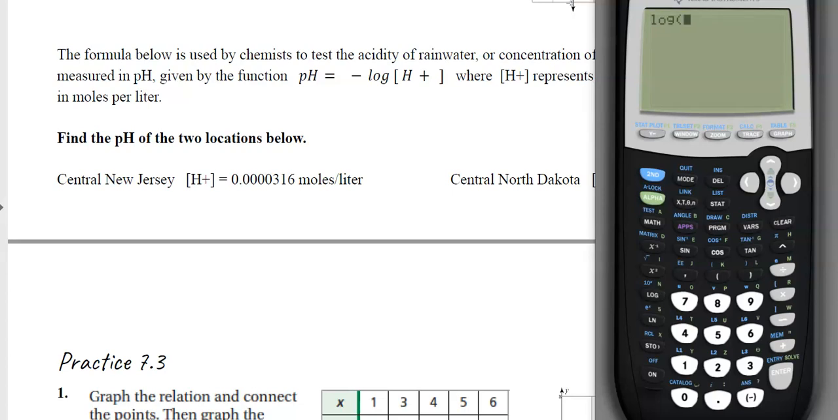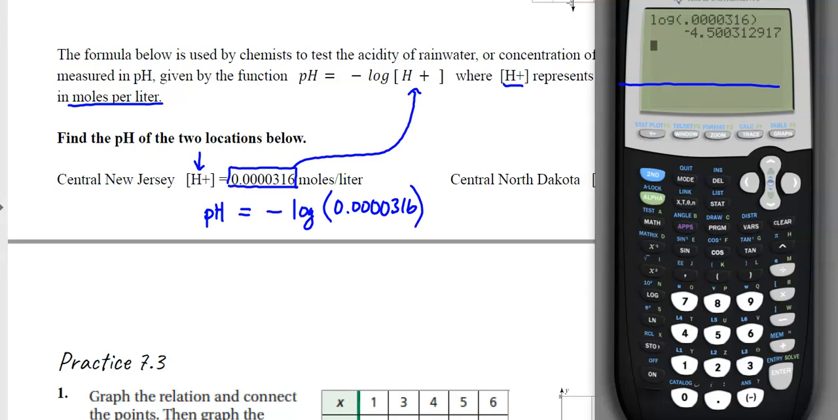And we needed, let me see, there's 4 zeros. 1, 2, 3, 4, 3, 1, 6. Enter. 4, but it's the opposite of that. I didn't put the negative in front, so it's the opposite of negative 4.5. So it looks like the rainwater in central New Jersey has a pH of about 4.5.